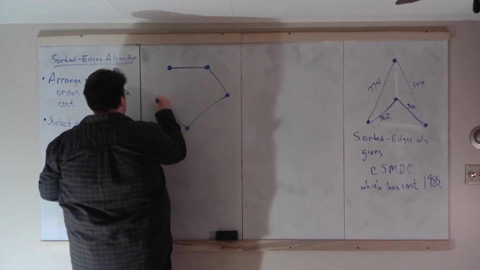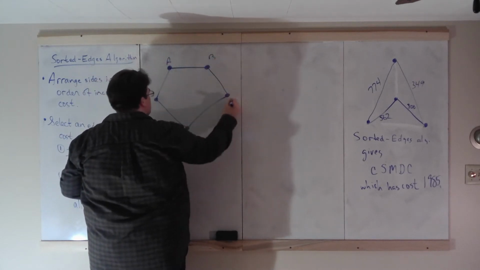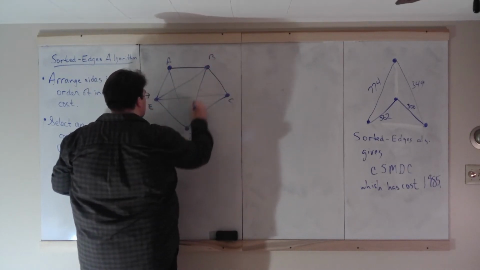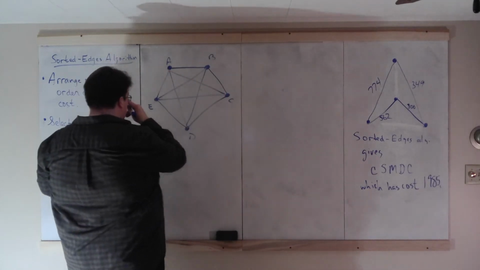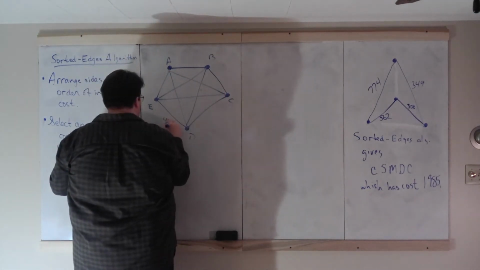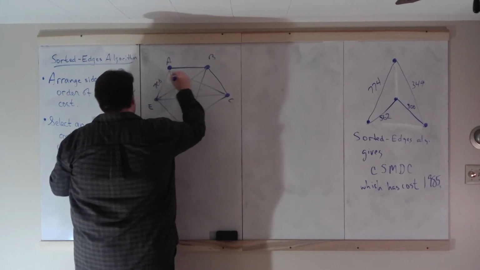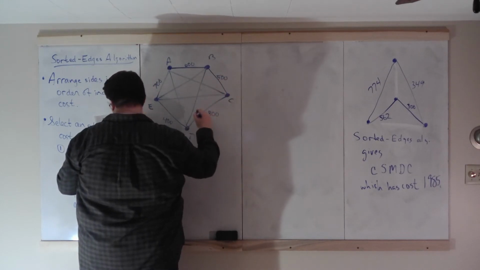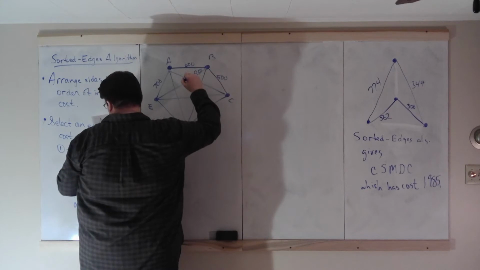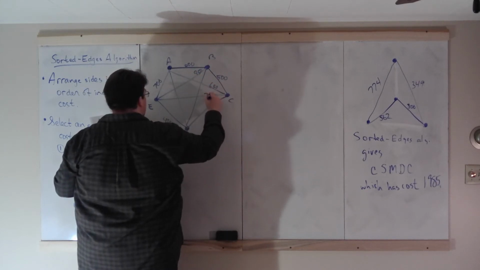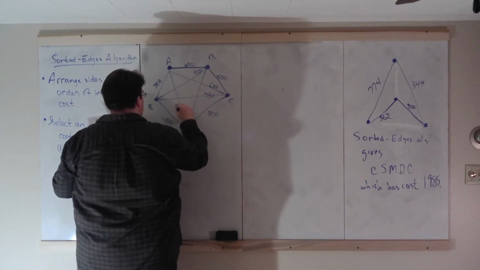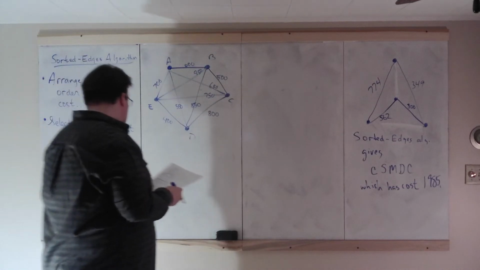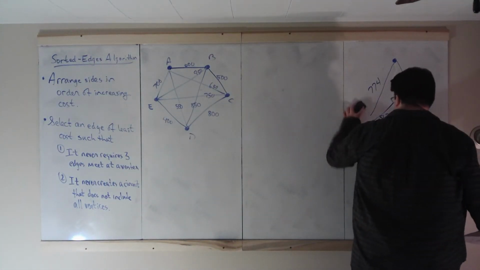That's a long line. So we have A, B, C, D, E, line, line, line, line, line. And we had costs on all of these, so we have 400, 700, 600, 500, 800, 950, 650, 750, 550, and 850. Is that all of them? There should be 10 numbers. Yes, 10. So apply the sorted edges algorithm here.